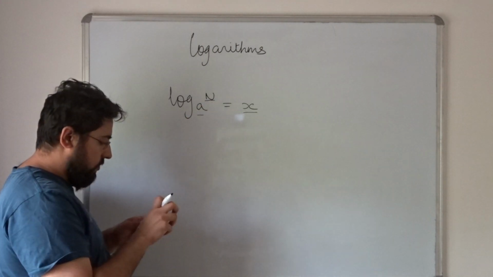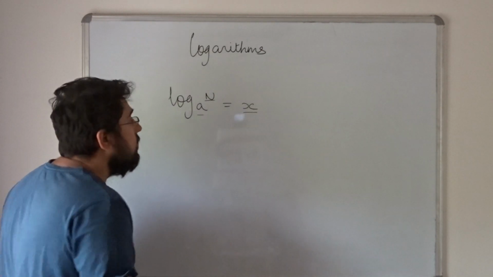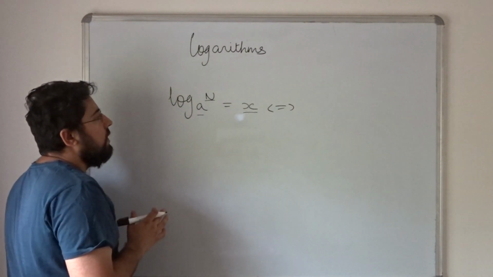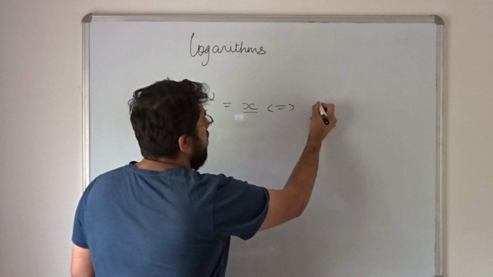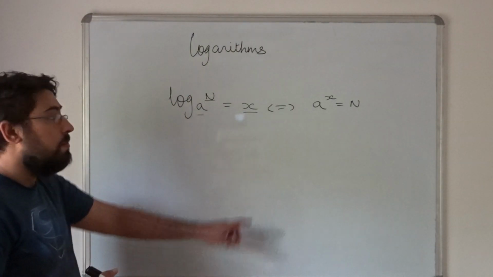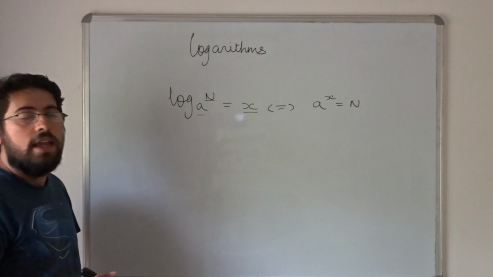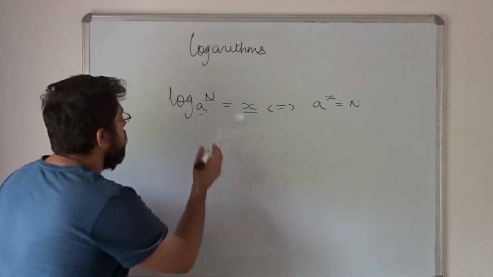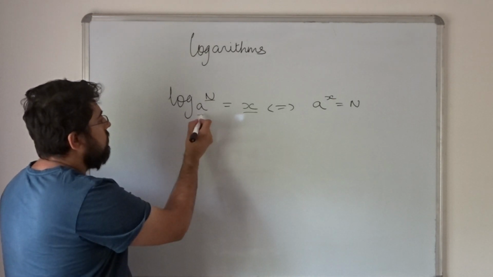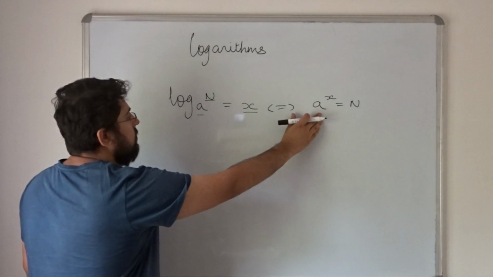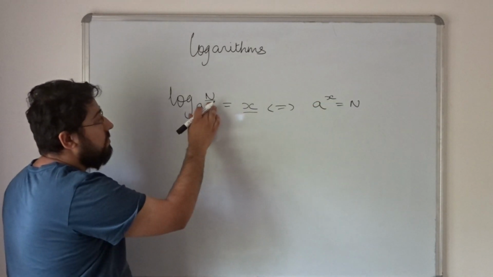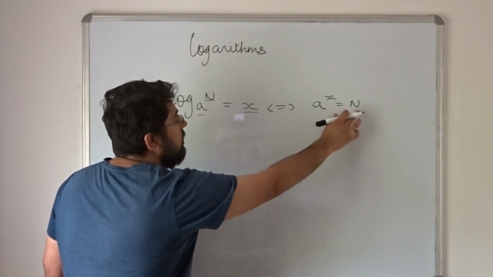So now, what we need to do, guys, is we really need to convert this into an exponential equation. So this will become a to the power x equals n. Okay? Like I already told you, because we have log base a, log base a to the power n equals x, a is the base, so that's why it becomes the base here. x is the exponent, that's why it becomes the exponent here. And n is a natural number, that's why it comes after the equal sign.